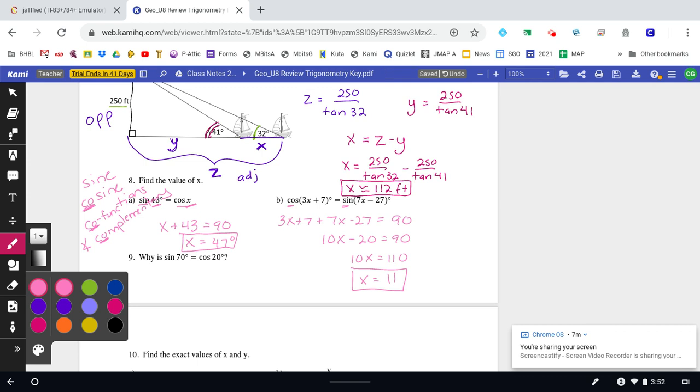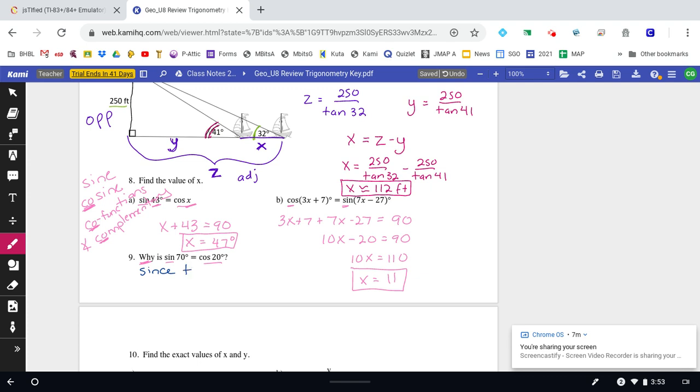All right, and number 9. Why is the sine of 70 equal to the cosine of 20? The reason that we have this is since the angles are complementary. When we think about having a right triangle, if we had a 70 and a 20 here, let's call these sides A, B, and C. So sine of 70 is really B over C. Now, if I talk about the cosine of 20, that's also B over C.